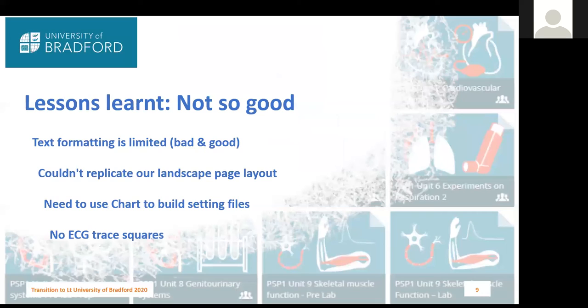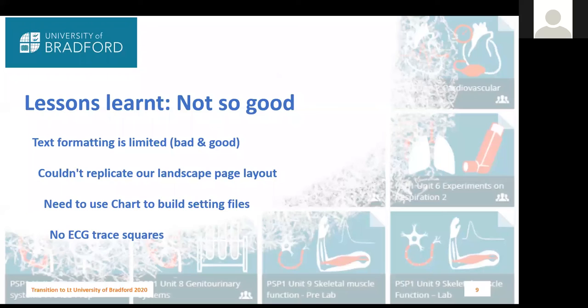So, lessons that we've learned. There are not so many not-so-good lessons. LT is nice and easy to use, but from a life sciences, lab practical point of view, and from the bad habits that we learn in LabTutor, these are a not-so-good list. So, text formatting: as I said, we use text formatting where we associate things through colour to traces.